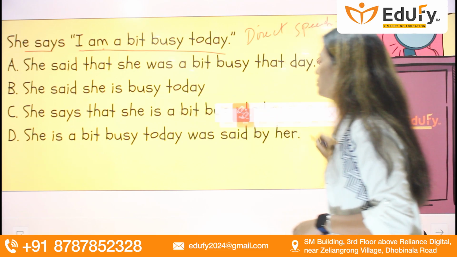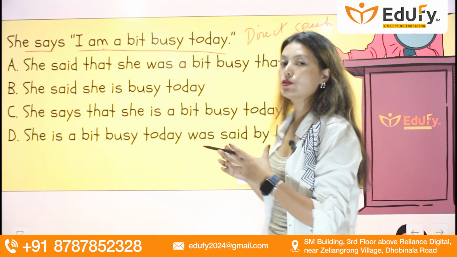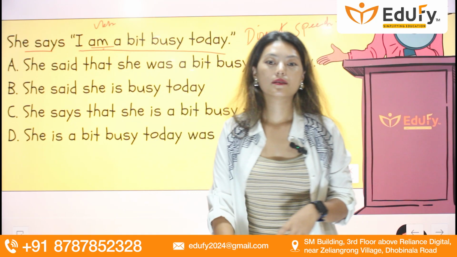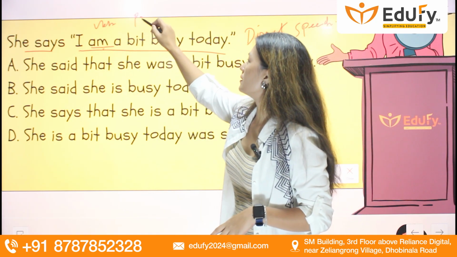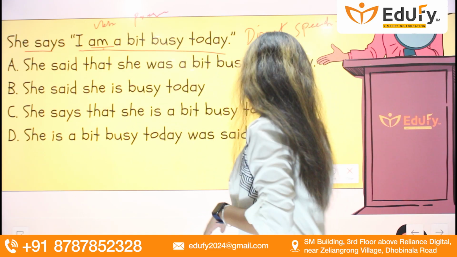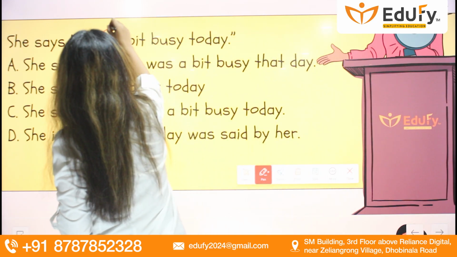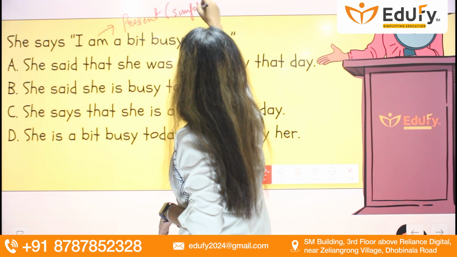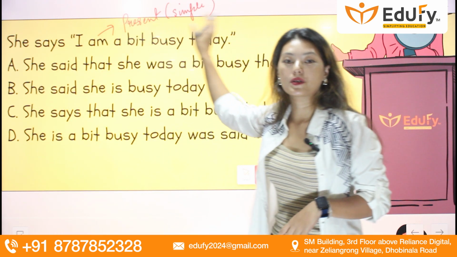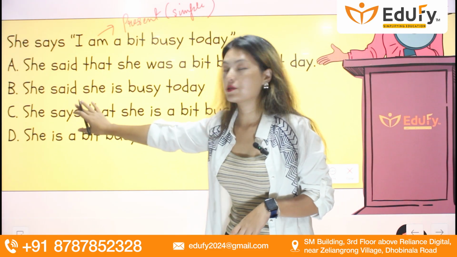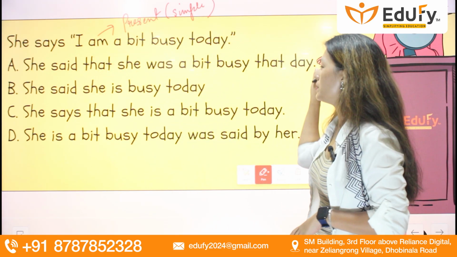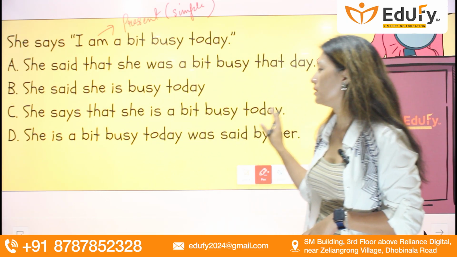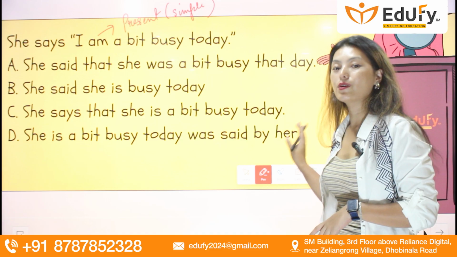Now, if I ask you to change this into indirect speech, what do you have to do? Look at the verb. What is the tense? This is a present tense. Am is what? Am is a present tense that is in the simple form. So this is a simple present tense. Let's take a look at the options here. She said that she was a bit busy that day. She said she is busy today. She says that she is a bit busy today. She is a bit busy today was said by her.